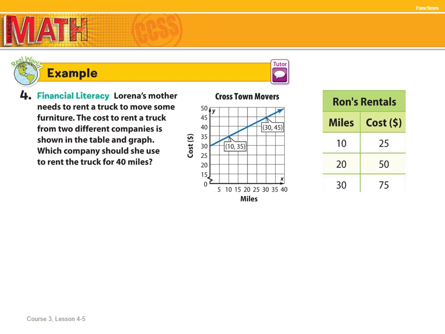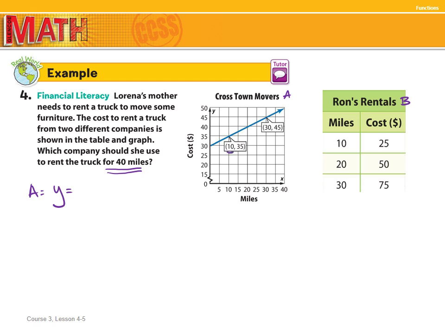Real world example. Example number 4. Financial literacy. Lorena's mother needs to rent a truck to move some furniture. The cost to rent a truck from 2 different companies is shown in the table and the graph. Which company should she use to rent the truck for 40 miles? Okay, so we have Crosstown Movers, we'll call that company A, and Ron's Rentals, we'll call that company B. So let's start with A, Crosstown Movers. We have a total cost, which is going to be my y, and a constant rate of change.